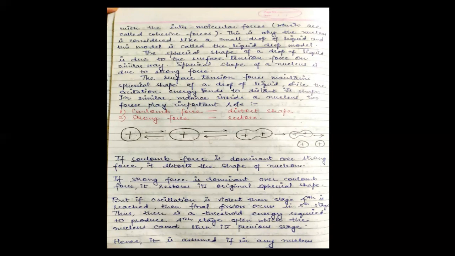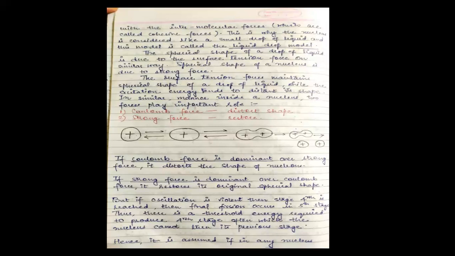This is why the nucleus is considered like a small drop of liquid, and this model is called the liquid drop model. Basically, the spherical shape of a drop of liquid is due to the surface tension force, and in a similar way, the spherical shape of a nucleus is due to the strong force acting between the nucleons. The surface tension forces maintain the spherical shape of a drop of liquid, while the excitation energy tends to distort its shape. And in a similar manner, inside a nucleus, two forces play an important role.